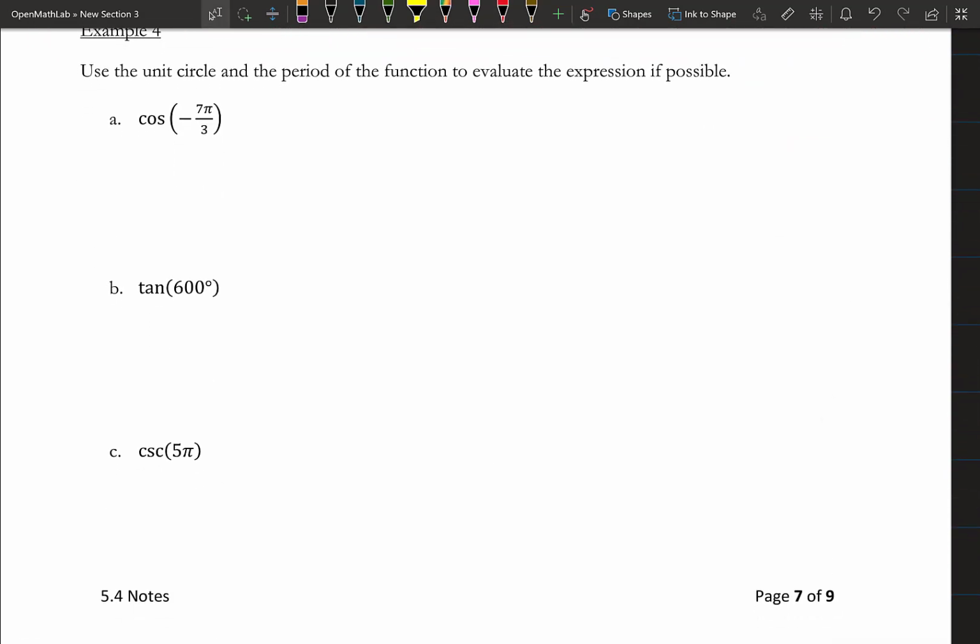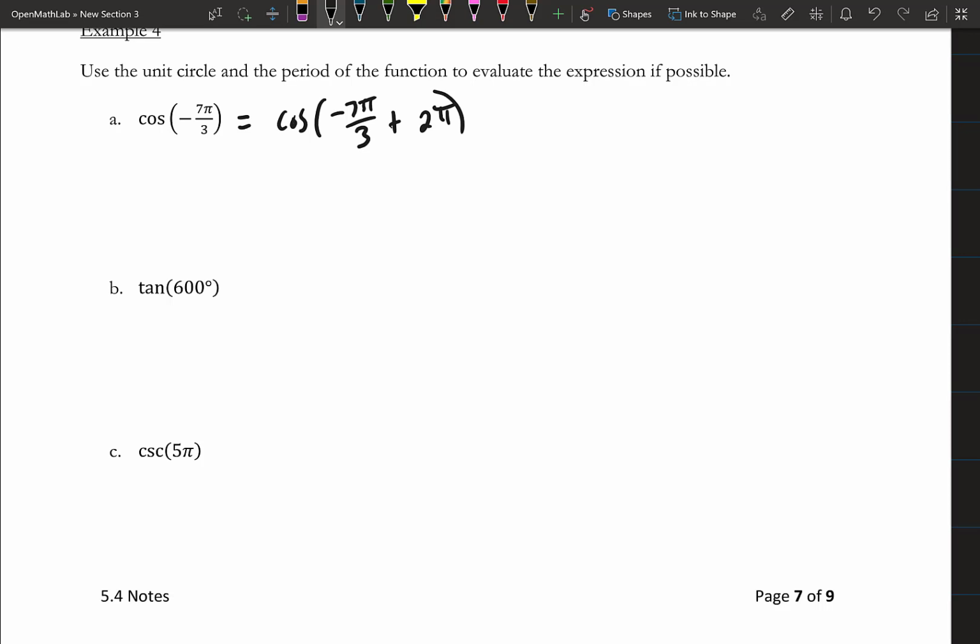All right, so example 4 has 3 parts, and we're asked to use the unit circle and the period of the function to evaluate the expression if possible. So we're trying to find cosine of negative 7 pi over 3. Well, this would just be equal to cosine of negative 7 pi over 3 plus 2 pi, because the period is 2 pi.